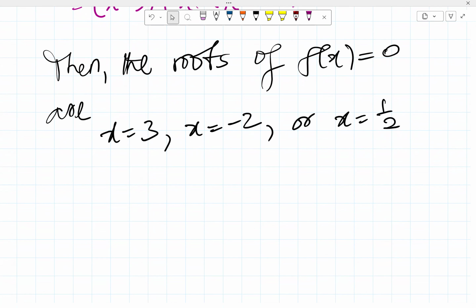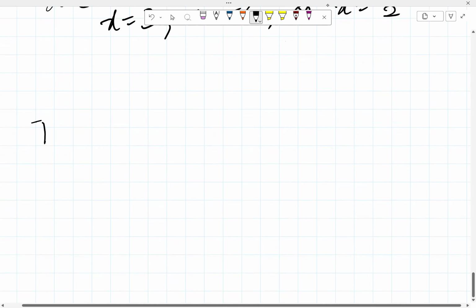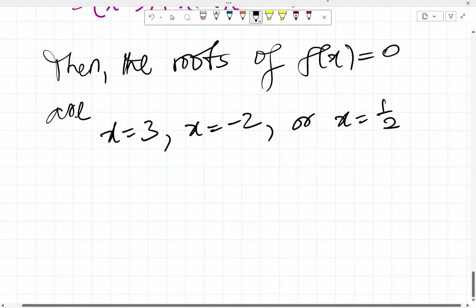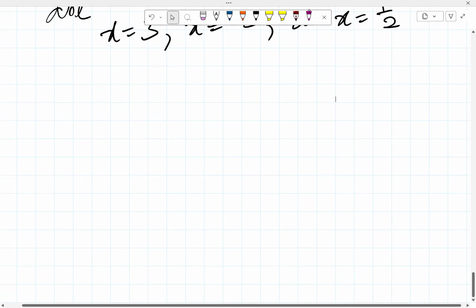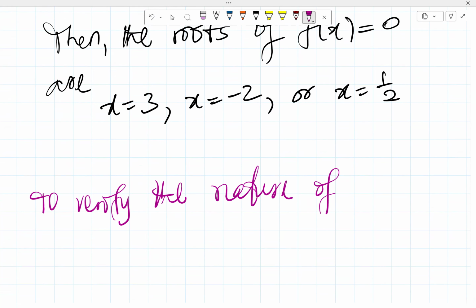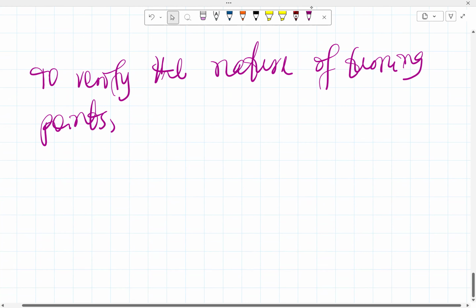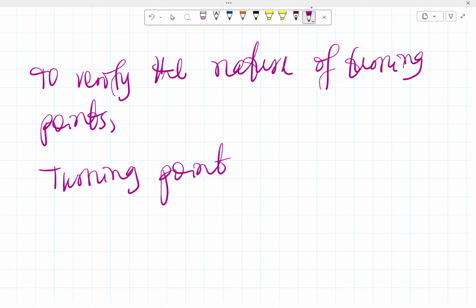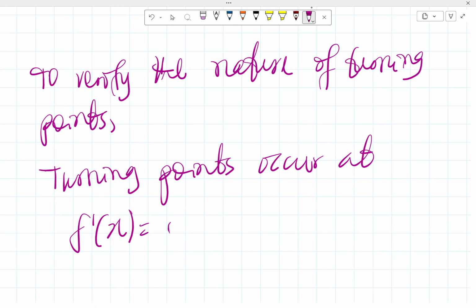But since we also talked about turning points, we can now verify the nature of turning points. What we learned is that turning points occur at f prime of x equals 0.